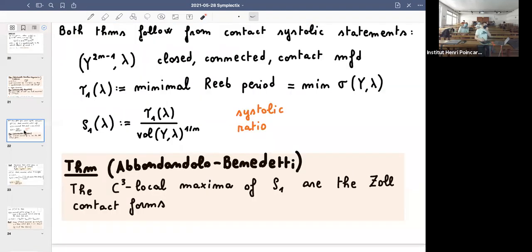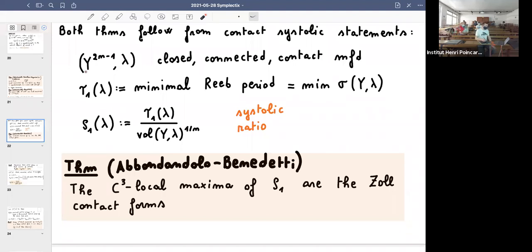So both theorems follow from contact systolic statements, and this is a relatively recent business that started, if I'm not wrong, with Álvarez Paiva and Balacheff, and it culminated with the theorem that I wrote down here of Alberto Abbondandolo and Gabriele Benedetti. Alberto spoke about it on Tuesday in Lisbon, so some of you might have listened to it. So let me introduce the theorem.